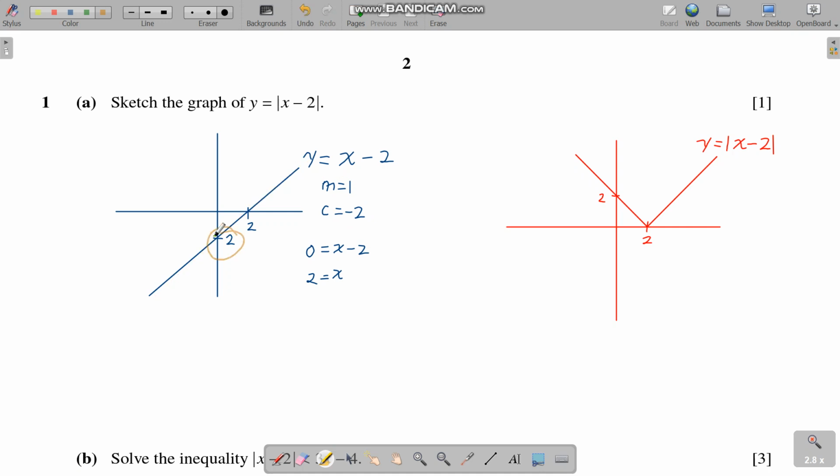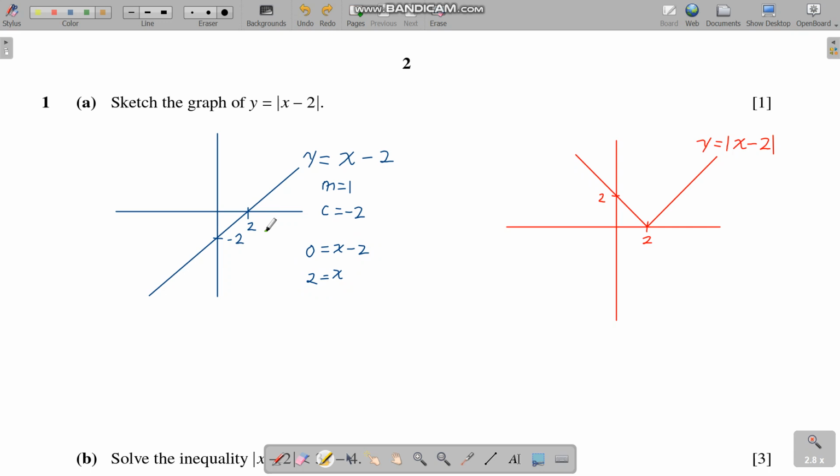To find the y-intercept, that's just minus 2. Actually, there's a minus here. And if you want to find the x-intercept, that's something comma 0, the y must be 0. We solve 0 equals x minus 2, x equals 2. That's how we find the x-intercept.